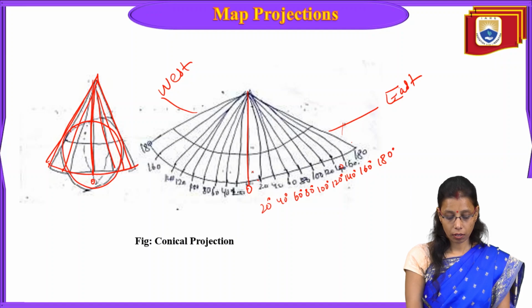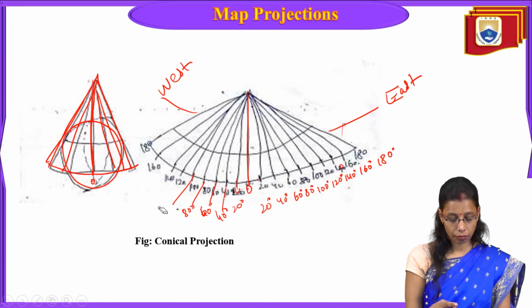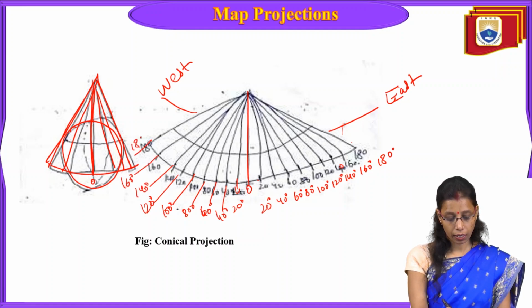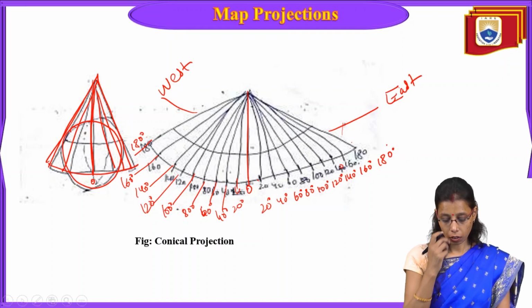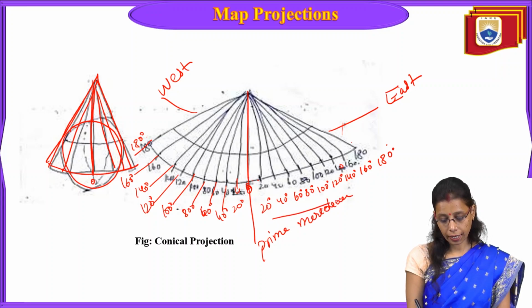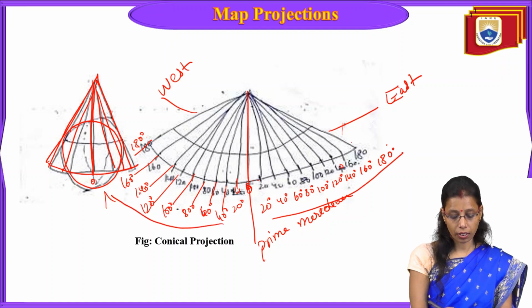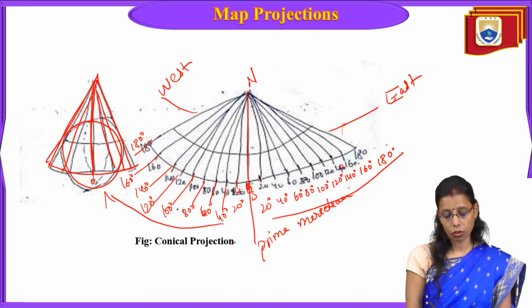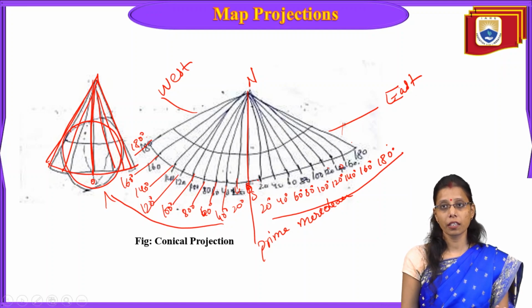Okay, east, west. Now here also you have 20 degrees, 40, 60, 80, 100, 120, 140, 160, 180. So till 180 degrees here, and 180 degrees here. Here is the prime meridian. From here, 180 degrees east, and here 180 degrees west. Now you have your north, south. So this is how the projection will be projected in the conical projection.